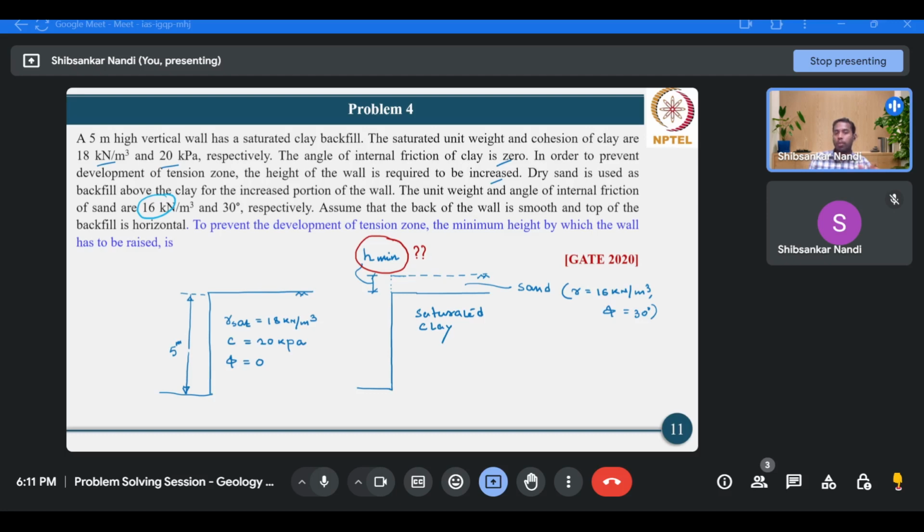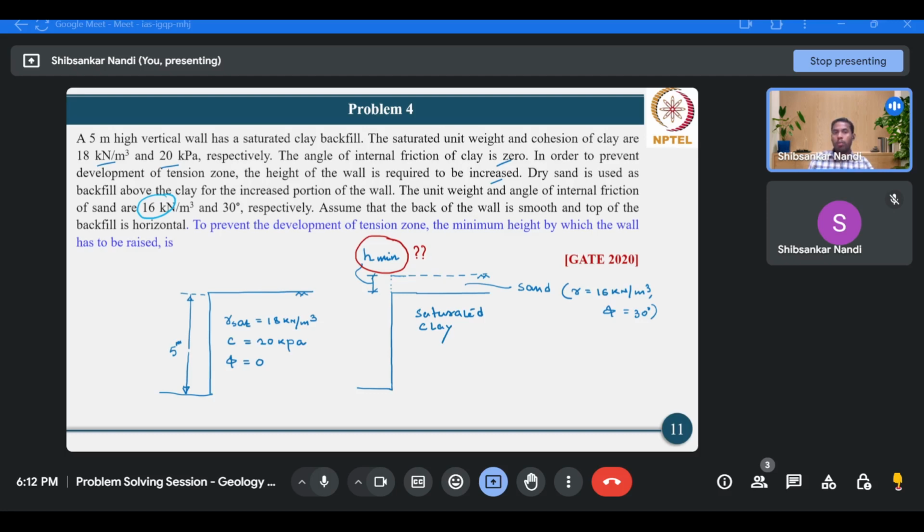For sand there will not be any tension zone, so it's the only problem in the case of cohesive frictional backfill or purely cohesive backfill. Since this is the cohesive case, there should not be any development of tension zone if we increase the wall by a height of 2.5 meter, and that will be sand fill. The sand has unit weight 16 kilonewton per meter cube, and angle of internal friction is 30 degree.